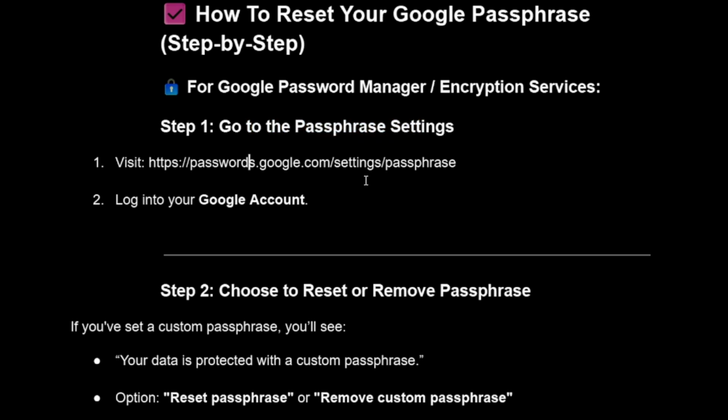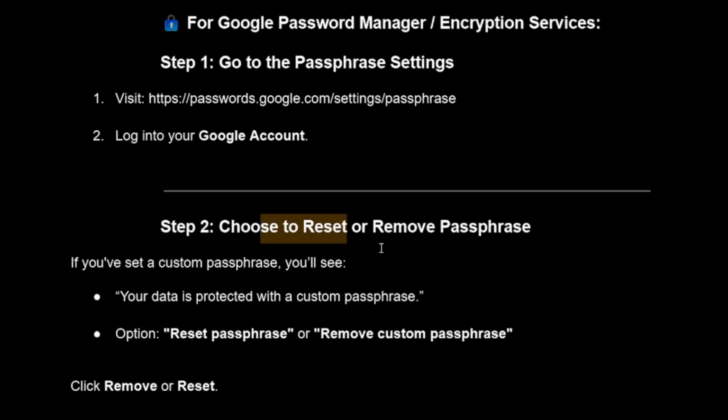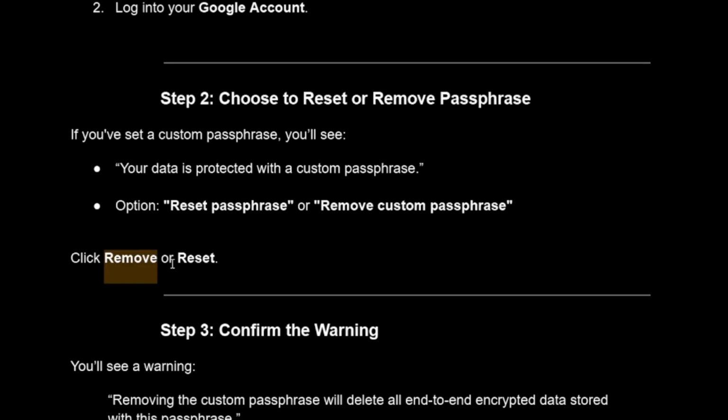So visit that in your preferred browser, log into the Google account you want to change your passphrase from, and then choose to reset or remove passphrase. If you have set a custom passphrase, you will see your data is protected with a custom passphrase or an option to reset passphrase or remove custom passphrase. Then just go ahead and click remove or reset.